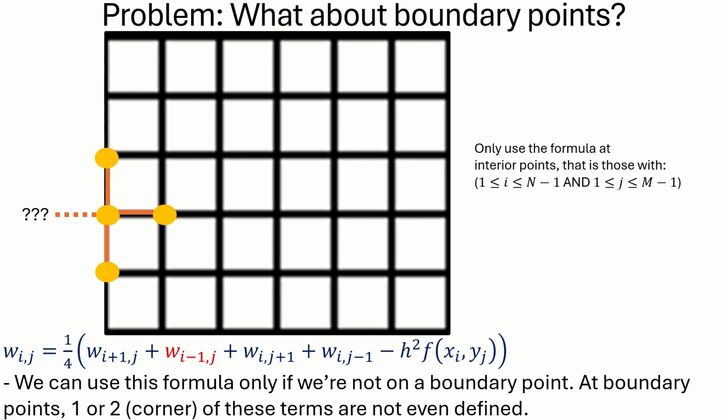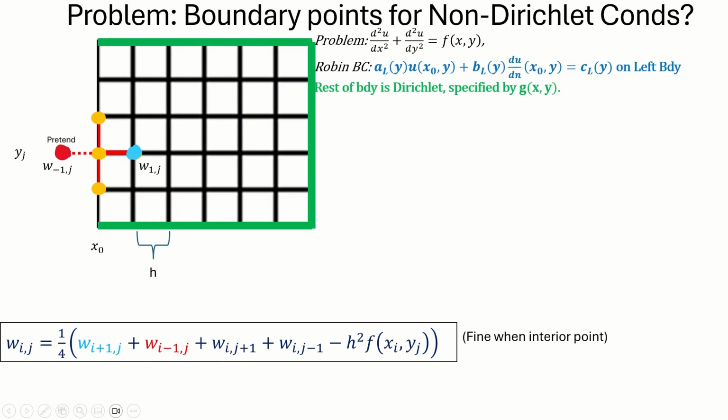The real trouble comes in figuring out what to do with the boundary points. The way to handle this is with what are known as fictitious nodes.